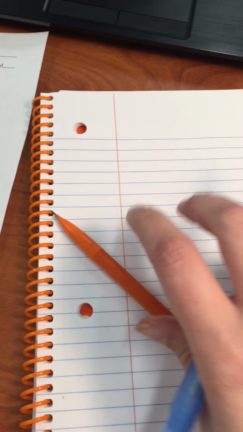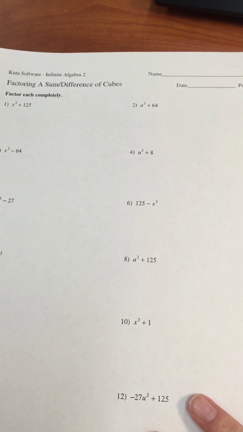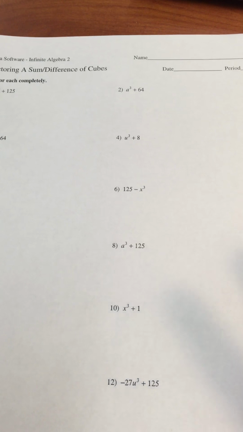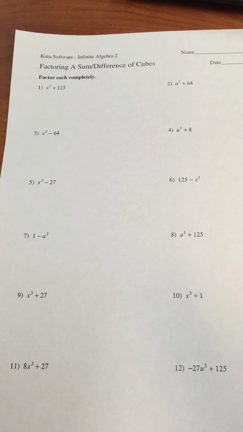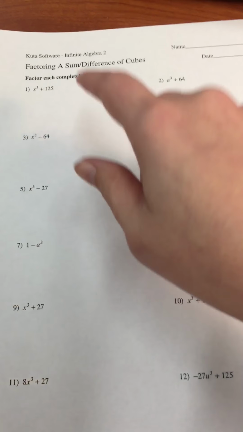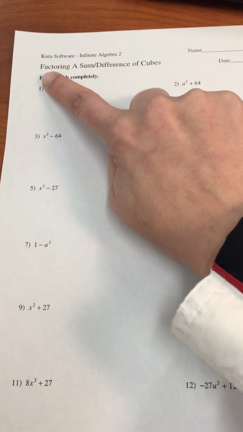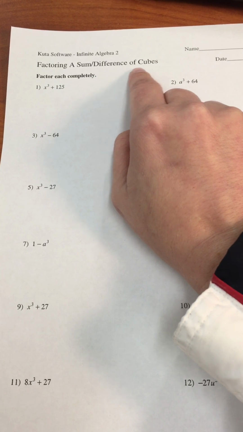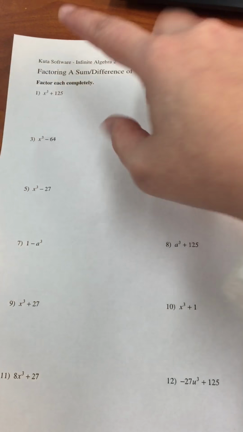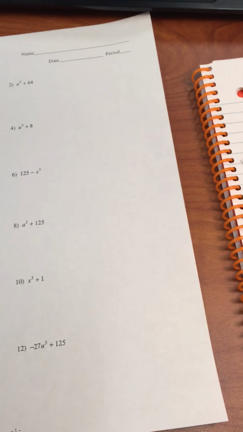Alright, so you're going to need your notebook, your pen, and your pencil, and you're also going to need this worksheet, the factoring a sum and difference of cubes, which is handed out to you in class. But if you're watching this at home and you weren't in class, just go to kudasoftware.com and type in factoring a sum and difference of cubes, and it should come up. Okay? All right.